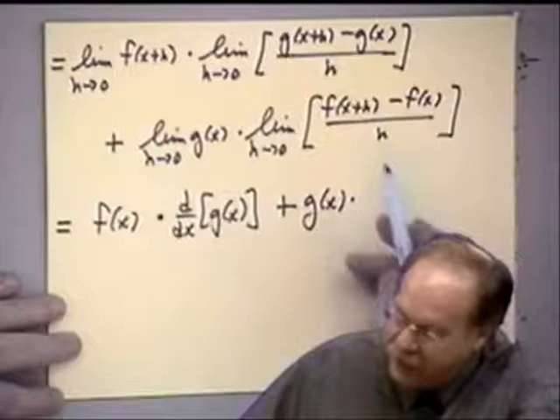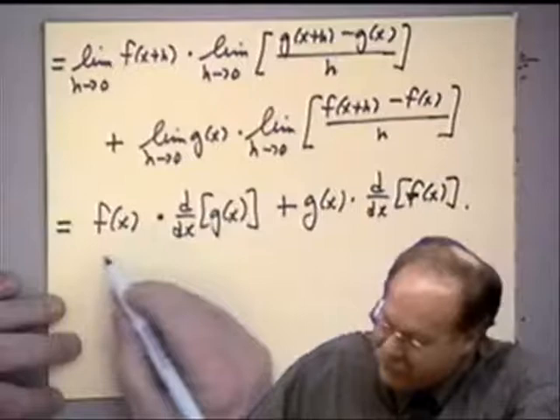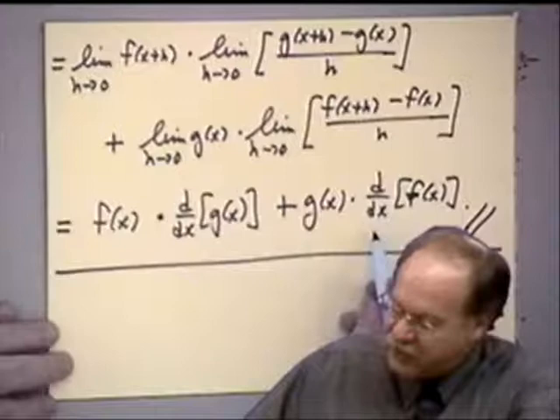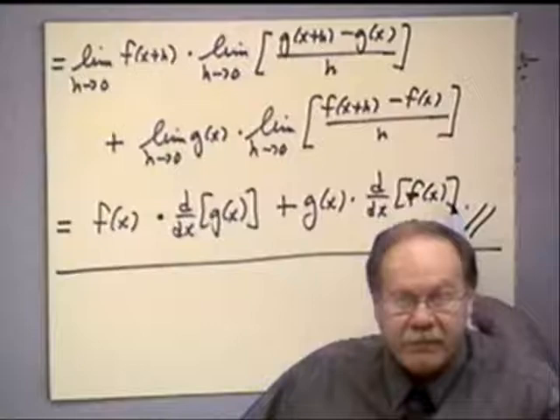And then this limit is, again, one you should recognize. This is the derivative of f. So this is the derivative of f of x. And look, this is exactly the rule, the product rule we were trying to get to. So this is the derivative of a product of f of x and g of x. F of x left alone times the derivative of g plus g of x left alone times the derivative of f. That's the rule that you want to remember and practice. And now you've seen where it comes from.